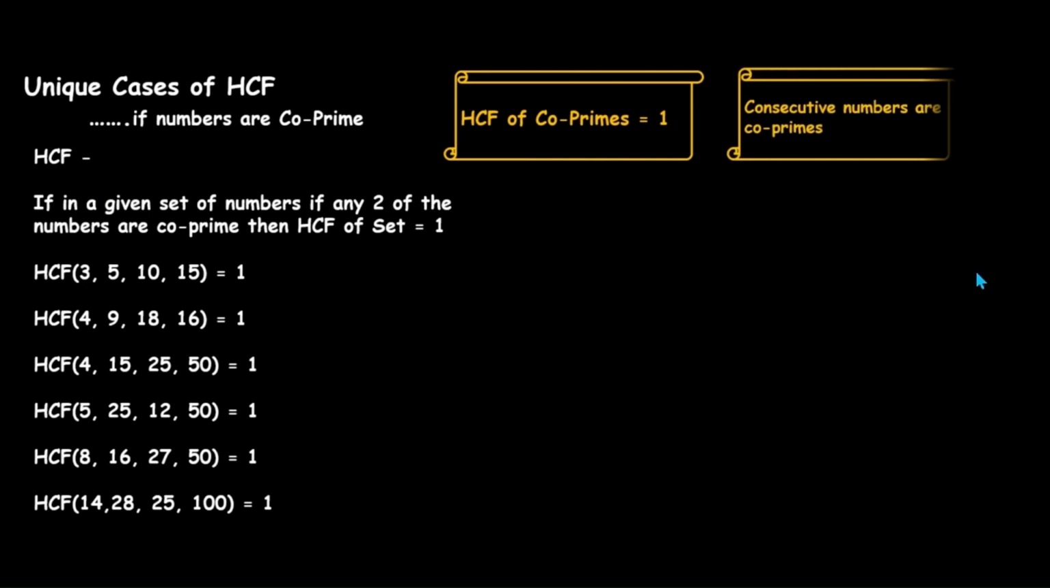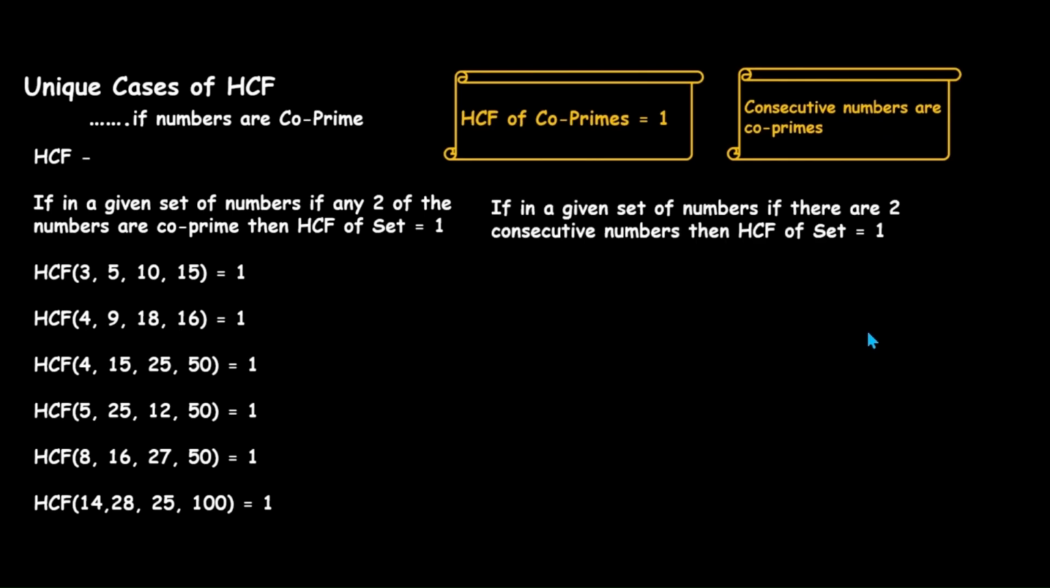Another important point is that any 2 consecutive numbers are co-primes. So be it, as an example, 8 and 9, 21 and 22, 42 and 43, 51, 52, 89, 90. Any 2 consecutive numbers are always going to be co-primes, and if so, their HCF would become 1.